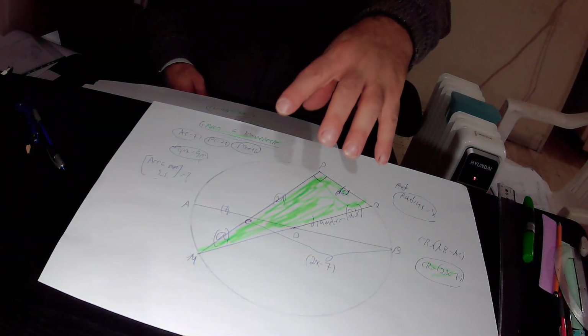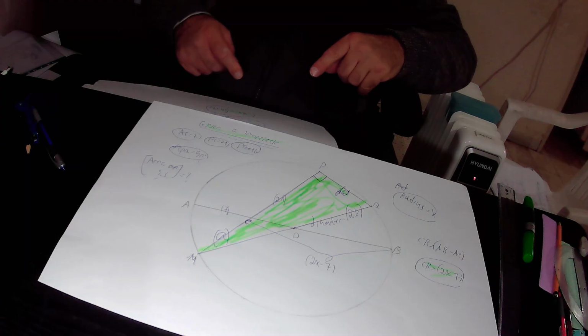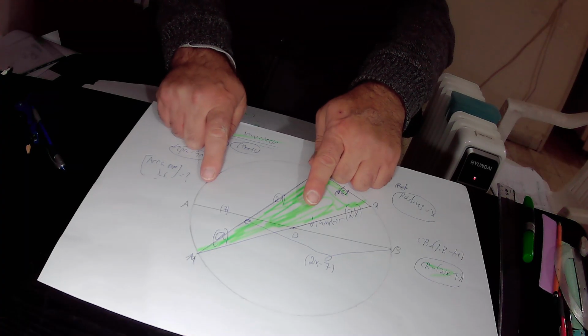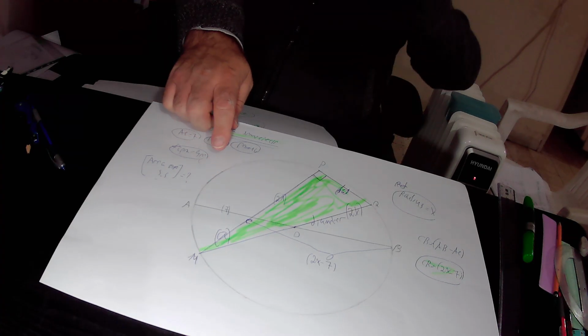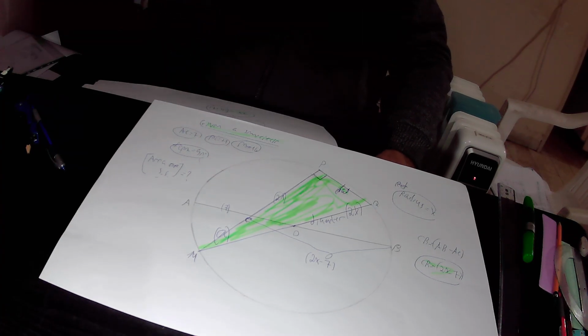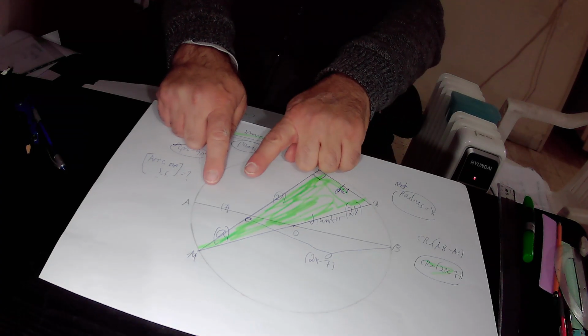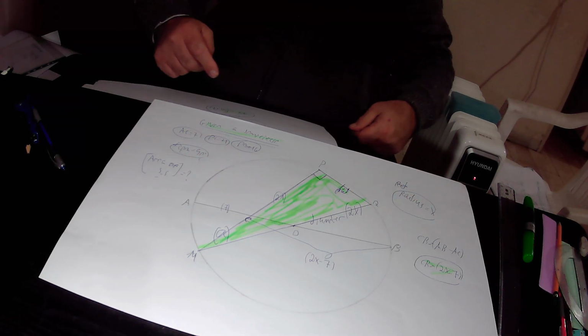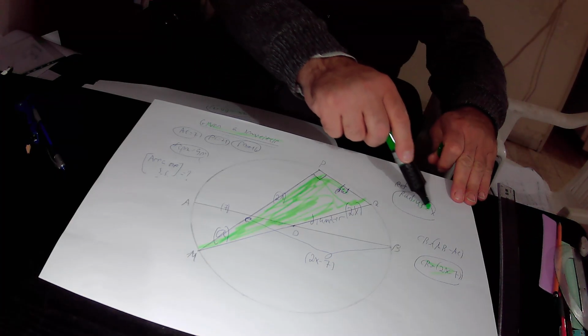So first of all, we define the radius of this semicircle as X. So the radius AO is X, therefore the diameter AB is 2X.